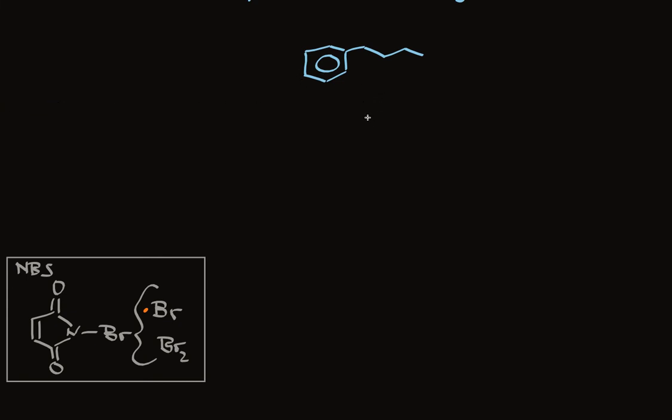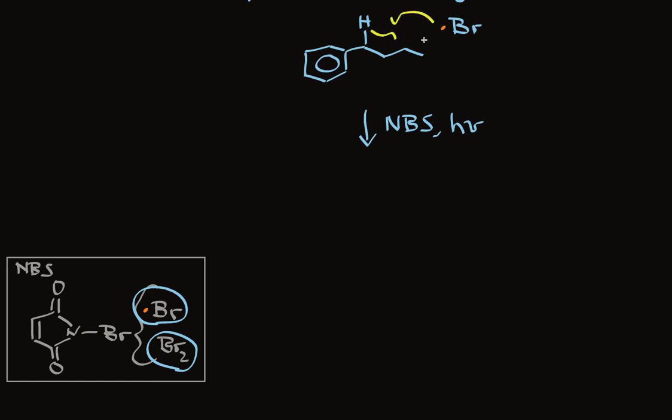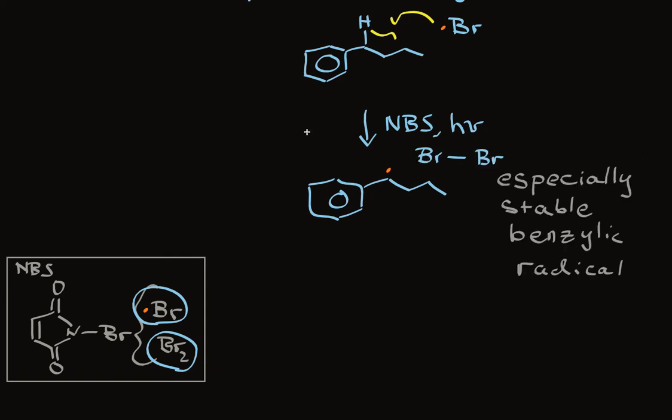So, to summarize, when an alkyl benzene is treated with NBS and light, we have low concentration of bromine radicals and low concentrations of bromine. Initial abstraction of a hydrogen by a bromine radical makes an especially stable benzylic radical, which reacts with molecular bromine that we can follow with arrow pushing. One electron stays with bromine, the other one makes the new bond together with this radical.